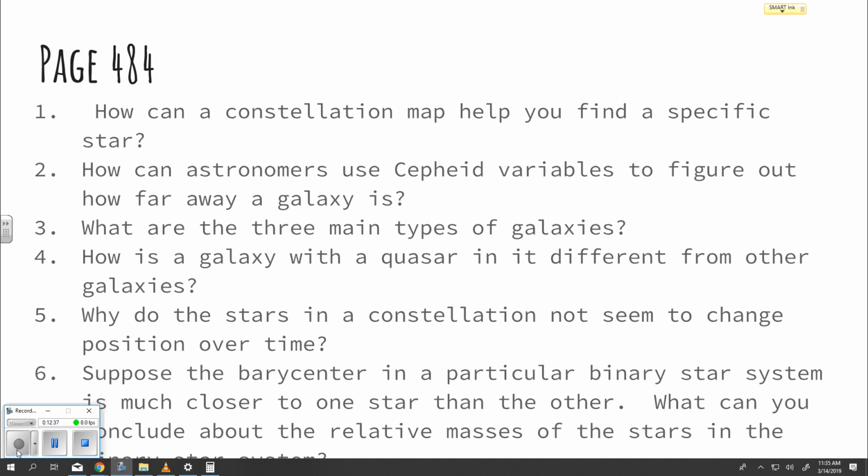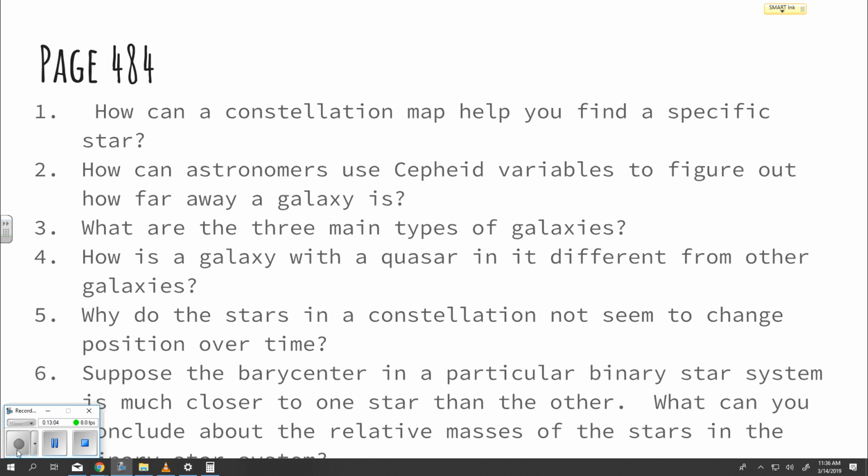Question number 1, answer can be found on page 481. Constellations divide the sky into regions. Question number 2, answer can be found on page 482.